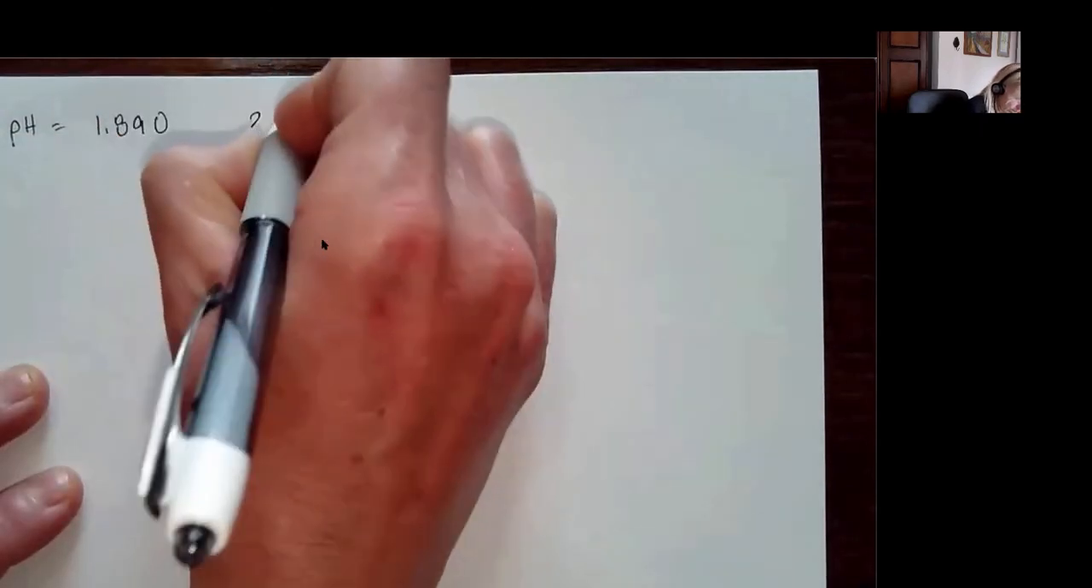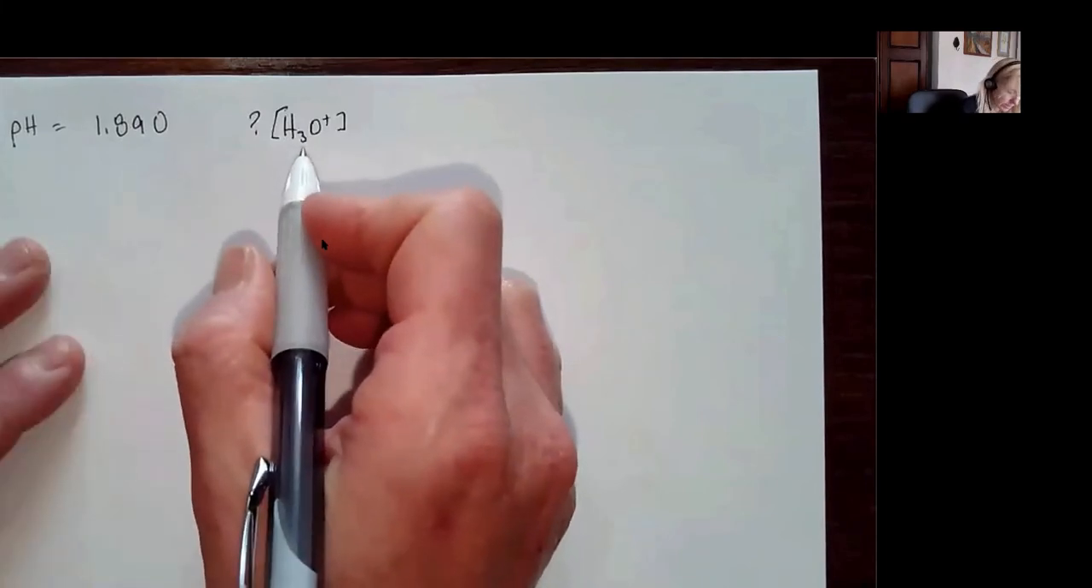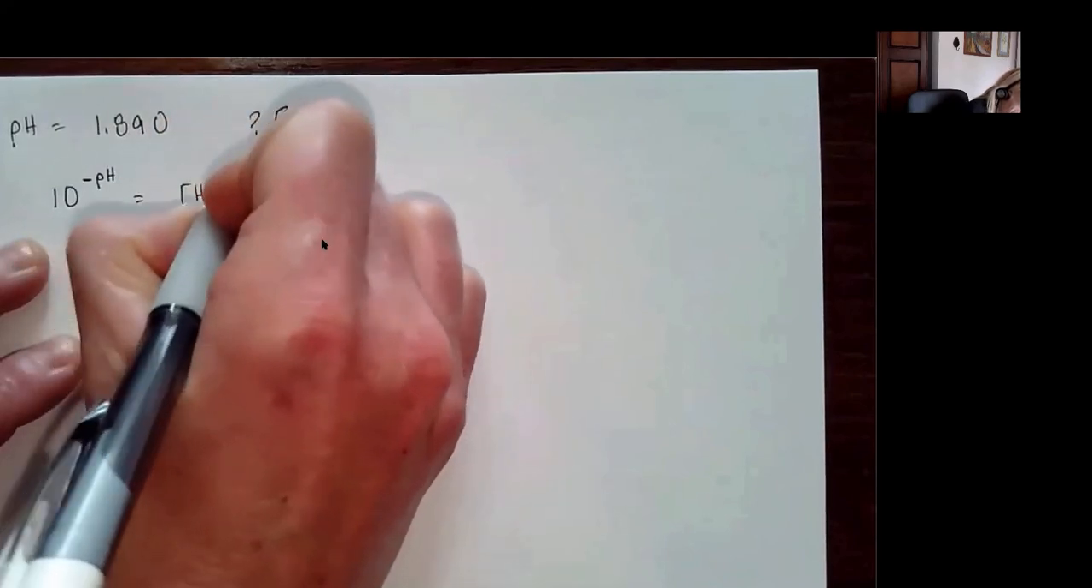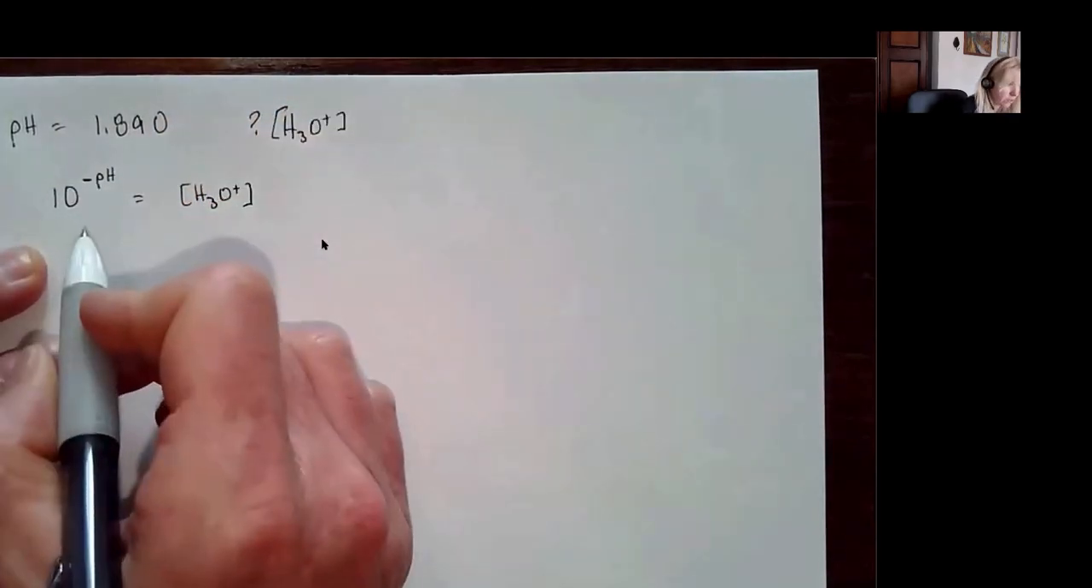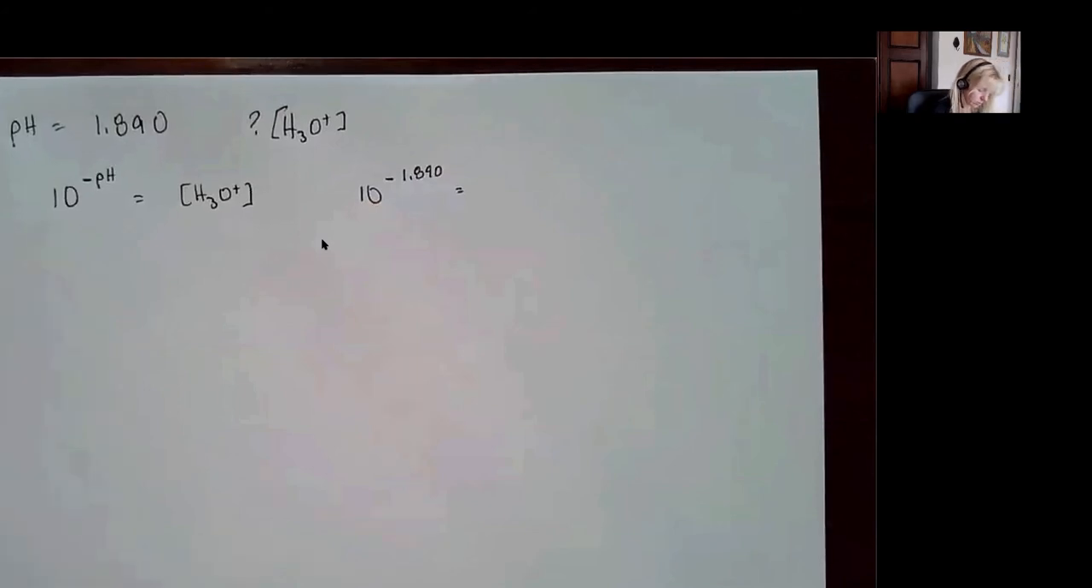Let's say now I have a pH and I want to calculate my hydronium ion concentration. I'm going to take 10 to the minus x of that. Let's say I have a pH of 1.890, and I want to know what is my hydronium ion concentration. This is always going to give me molarity. I'm going to take 10 to the minus pH, and that's going to give me my hydronium ion concentration. So this is how I'm going to toggle back and forth. So 10 to the minus 1.890 is going to give me a hydronium ion concentration of what?